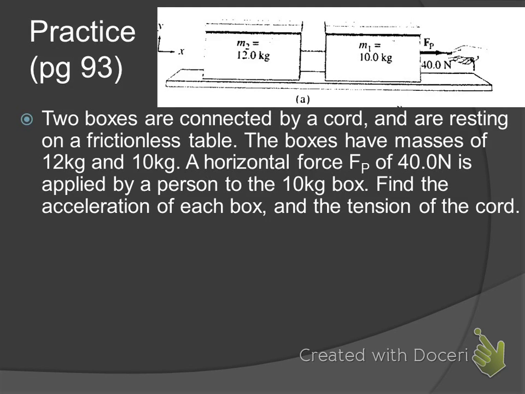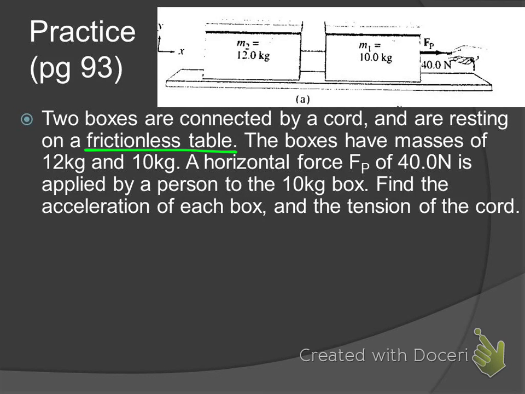All right, so this one tells us 2 boxes are connected by a cord. They're resting on a frictionless table. Okay, that's important, frictionless table. Boxes have masses of 12 and 10, a horizontal force of 40 newtons. Okay, your book calls it FP because it's a pull. You could put F applied. It doesn't make any difference. Is applied by a person to the 10 kilogram box. Find the acceleration of each box and the tension in the cord.